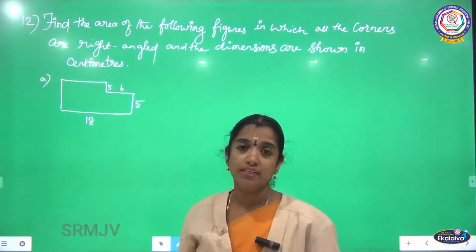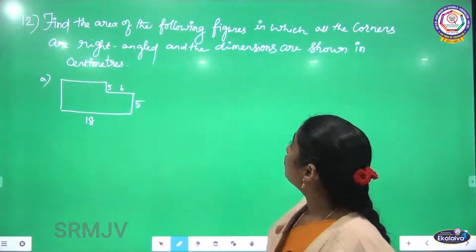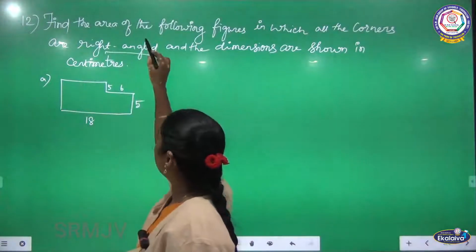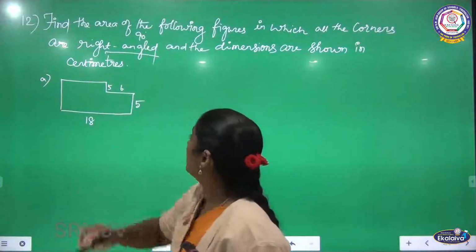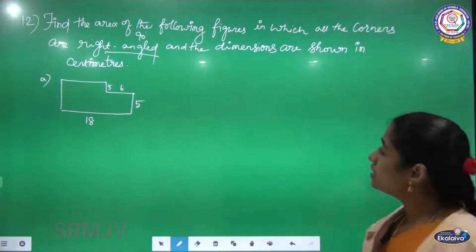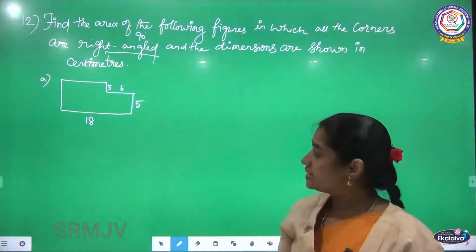Now we will move on to the 12th sum. See this. Find the area of the following figure in which all the corners are right angles. Right angle means what? 90 degree, and the dimensions are shown in centimeter. So the unit is what here? Centimeter. I am going to write the unit to be centimeter.